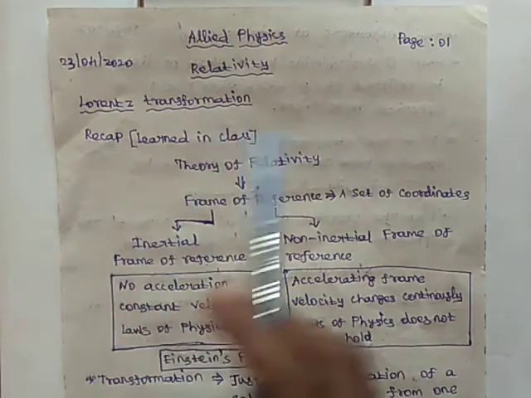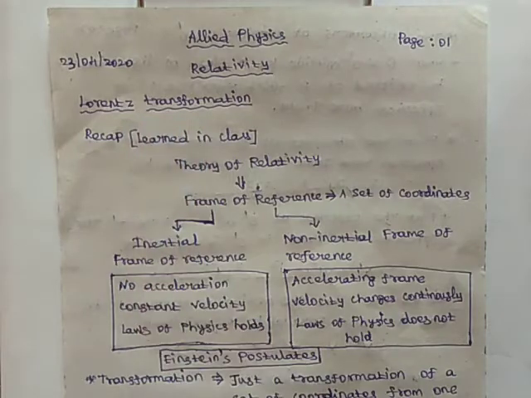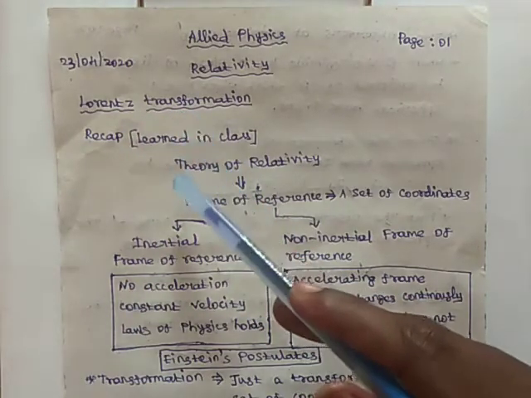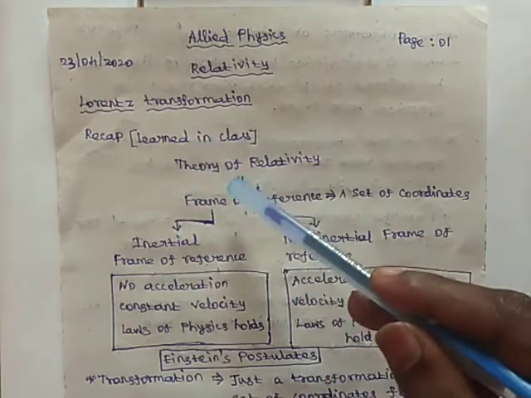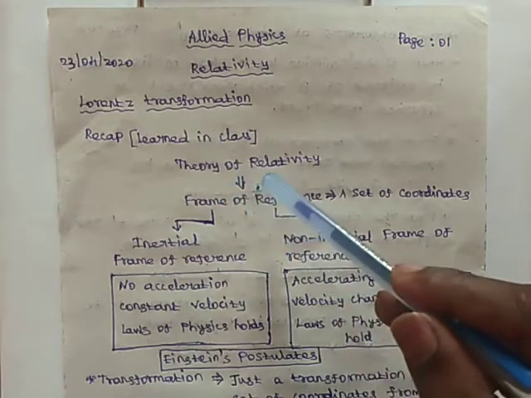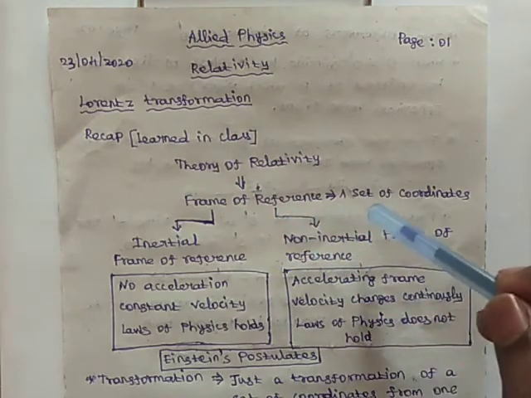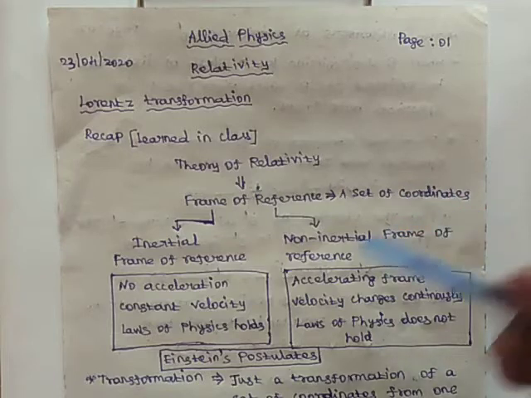In the unit of relativity, we are going to see Lorentz transformation. Before going into the Lorentz transformation, I just want to recap what we learnt in class. In this unit, we initially saw the theory of relativity, and after that frame of reference. Frame of reference is nothing but a set of coordinates which represent the position of any object.